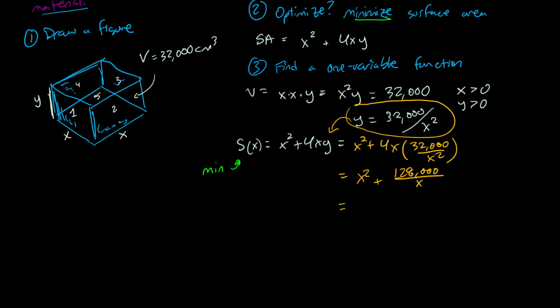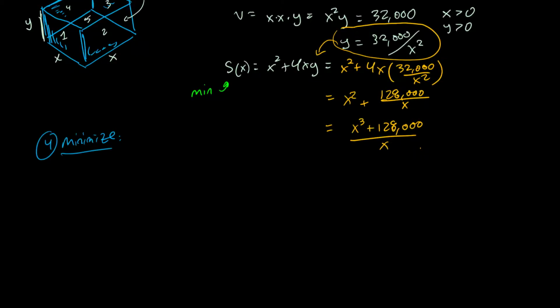So if I multiply x over x to get a common denominator, I end up with (x cubed plus 128,000) over x. And that's what I'm trying to minimize. And the way I do that is by what? It's the same process that we use to find increase and decrease. We're going to take the derivative, find a critical point, and then use either the first or second derivative test to determine whether it's a max or a min.